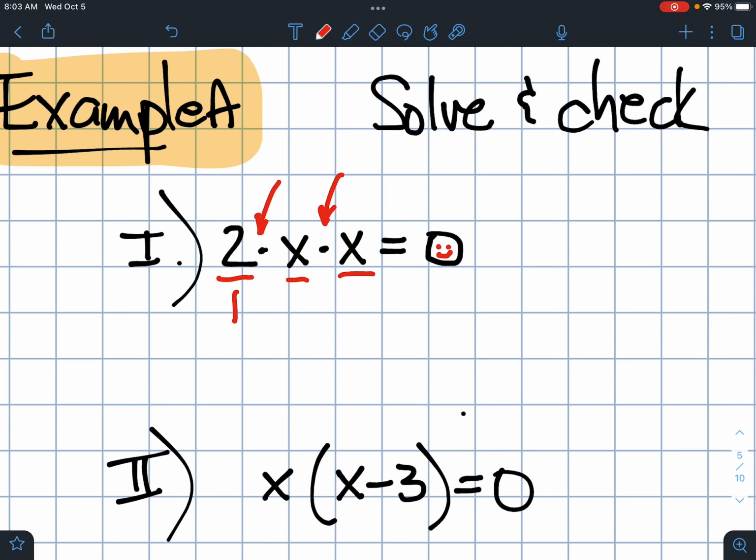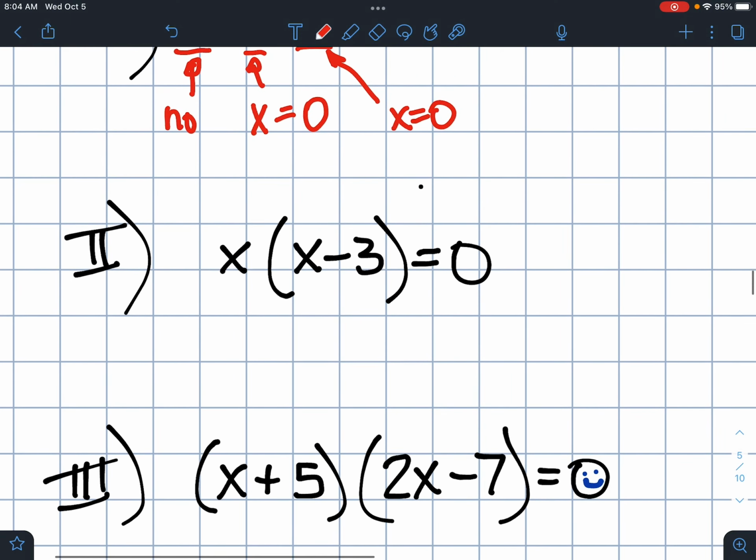All right, question number 1. Is this 0? And we say no. 2 is not 0. X, could x be 0? Why, yes, x could be 0. And then, obviously, we ask it again. And in this case, x, we actually say is a double 0. Don't worry about that right now, but more on that later.